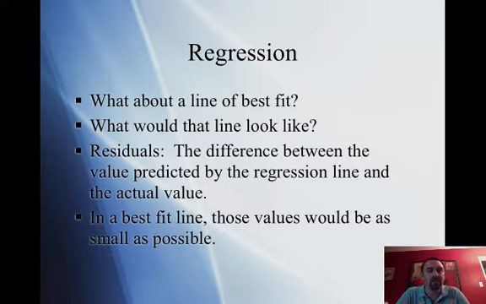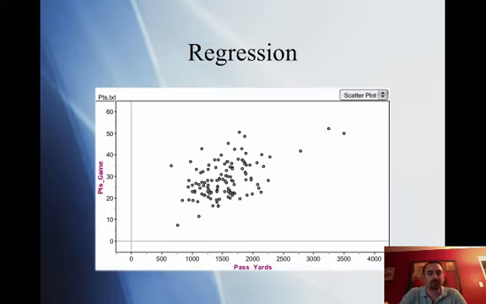The idea here of regression is that if we have a line of best fit for the data, then ideally the best regression line is the regression line that makes all those values as small as possible. All those little residuals very, very small. Here's our picture again. Now I have pass yards versus points per game. If I run a line of best fit through this data, the distance from each point to the line should be collectively very small.